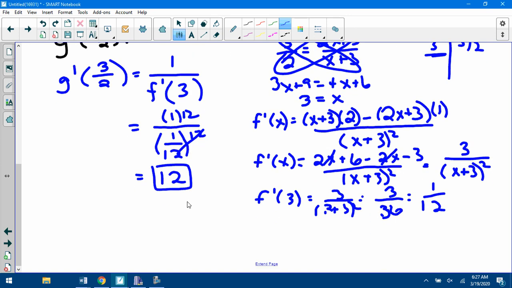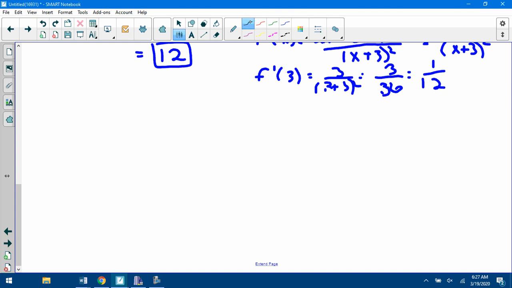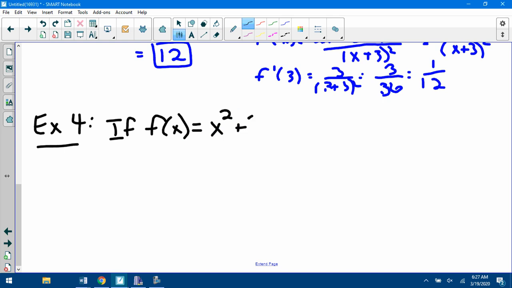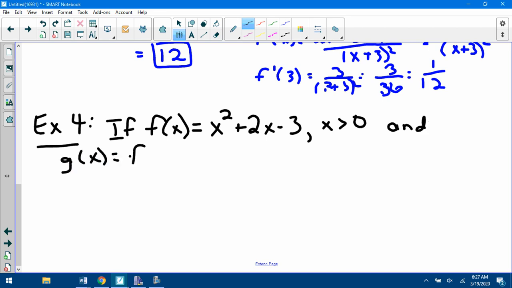Okay, I'm going to give you one final example. If f of x is equal to x squared plus 2x minus 3 with x greater than 0, and g of x is equal to f inverse of x, find g prime of 5.